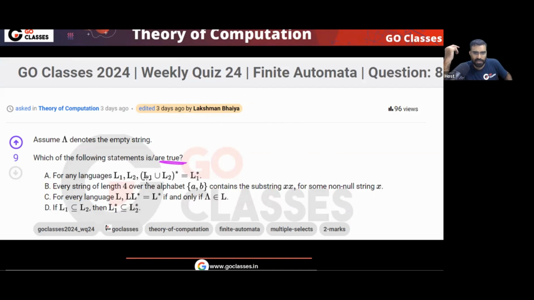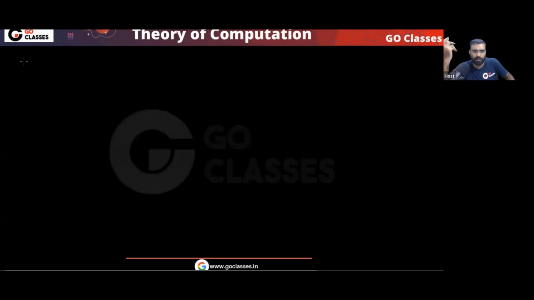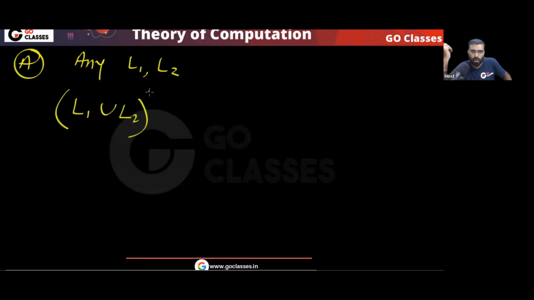For any language L1, L2, (L1 union L2) star is equal to L1 star. Is this true? You can very easily see this is obviously false, right? See option A. Notice what option A is saying. Option A is basically saying that for any L1, L2 you take, (L1 union L2) whole star will be the same as L1 star.